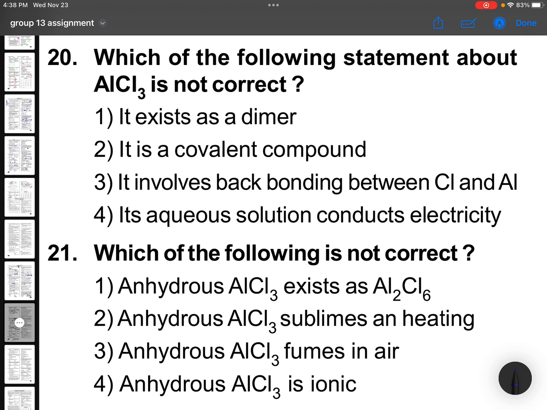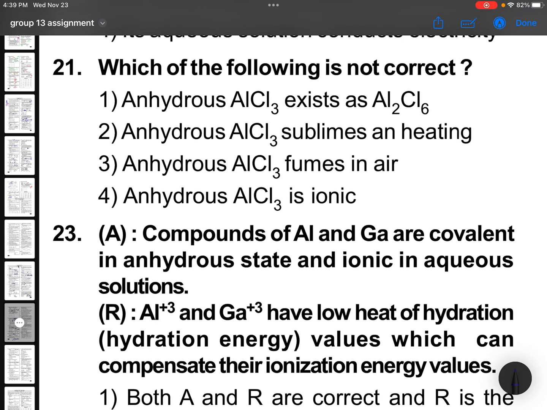Which of the following statements about AlCl3 is not correct? AlCl3 exists as a dimer. No, no. AlCl3 does not exist as a dimer. It exists as a dimer. Okay. It is a covalent compound. It involves back bonding between chlorine and this is not correct. Which of the following is not correct? Anhydrous AlCl3 exists as Al2Cl6, right? Anhydrous AlCl3 sublimes on heating, right? Another says AlCl3 fumes, right? Another says AlCl3 is ionic, wrong. Okay, now this is covalent.